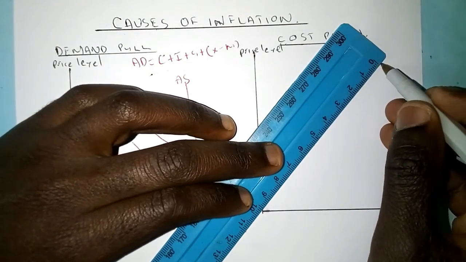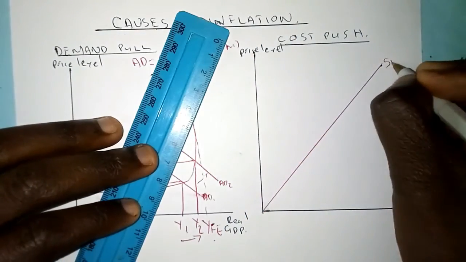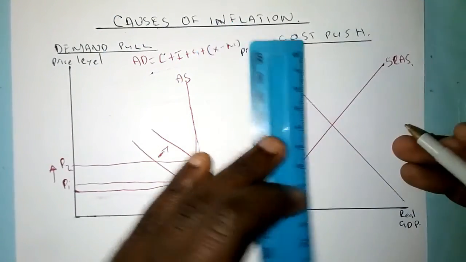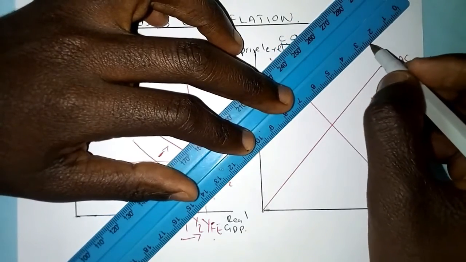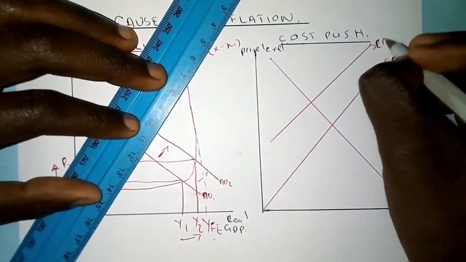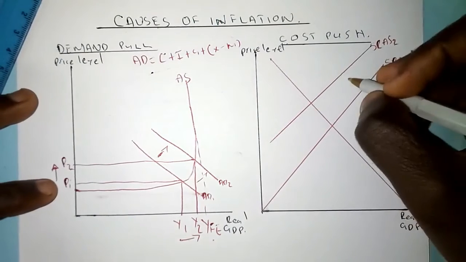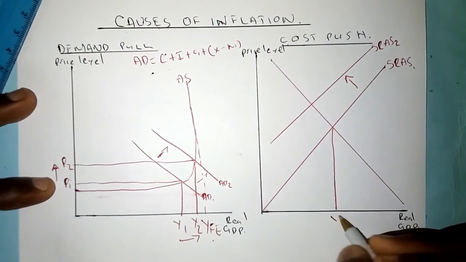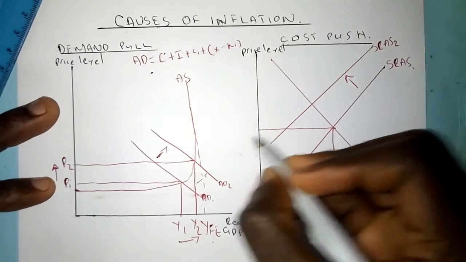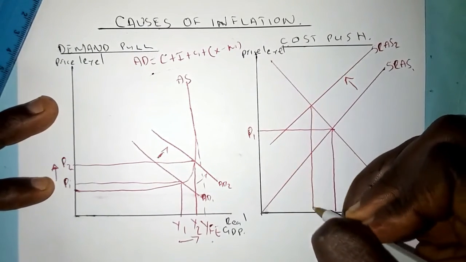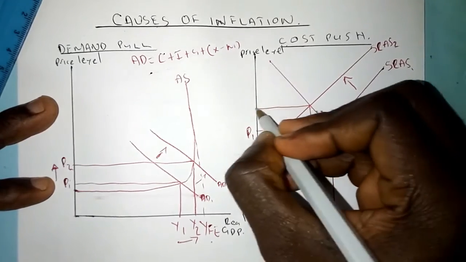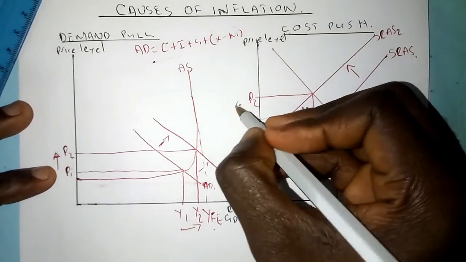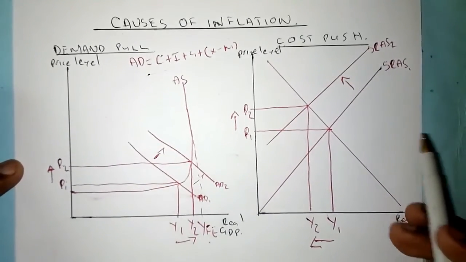You draw your short run aggregate supply, then you shift the short run aggregate supply to the left like this, short run aggregate supply 2. So a shift of short run aggregate supply to the left. Here you put your growth. This is Y1 and this is P1, this is Y2, this is P2. So this one will reduce growth in the economy. Then you are going to see an increase in cost push inflationary pressure.